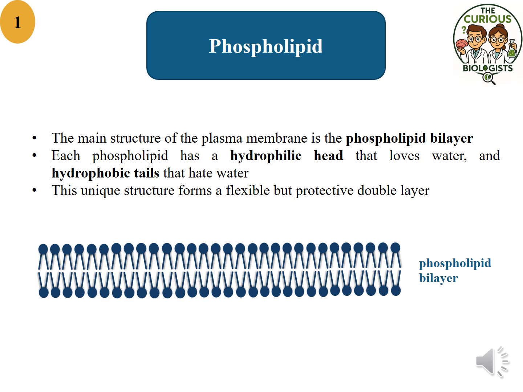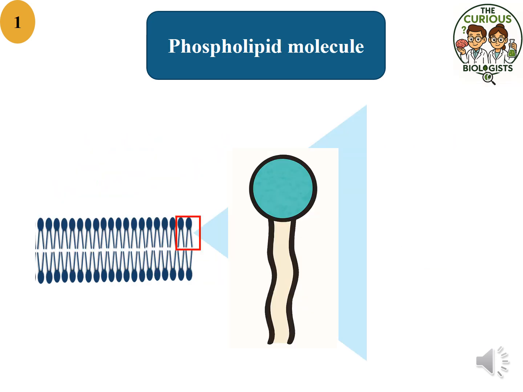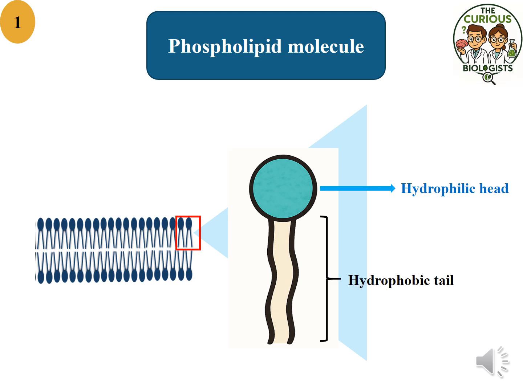Now, the question here is, what is this component of this phospholipid molecule? What is it made up of? How does it look like? Lipid molecule, it consists of two parts. The hydrophilic head, which loves water, and a hydrophobic tail, which hates water or is repelled by the water. The head faces outside and inside of the cell, and the tails face each other in the middle. That is how the plasma membrane is formed by this component.